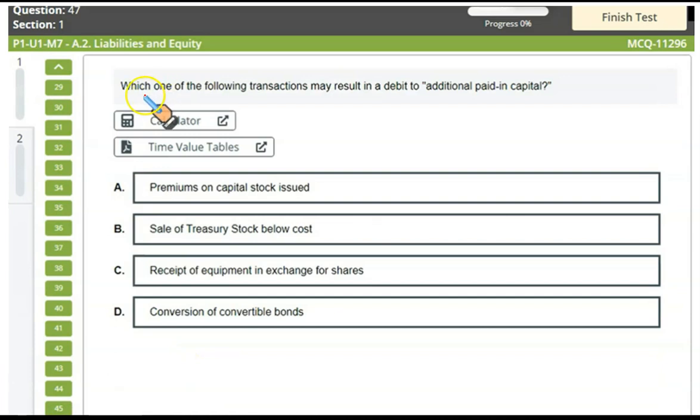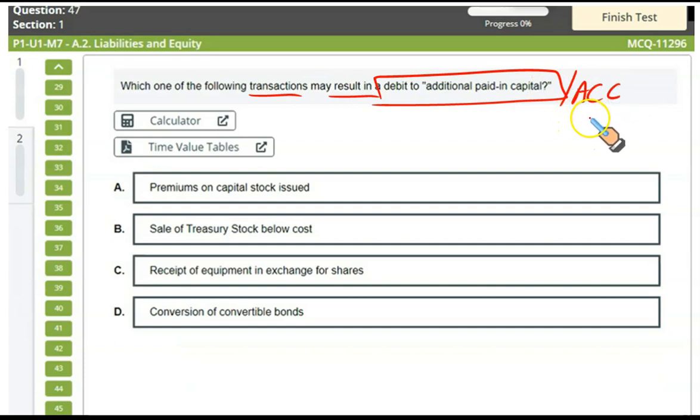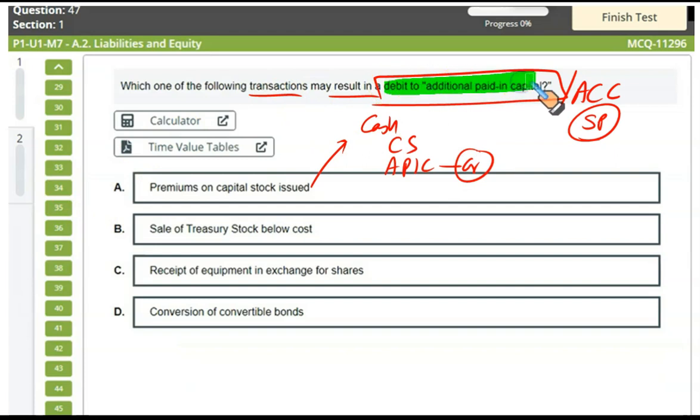Next, which of the following transactions may result in a debit to the additional paid in capital? Interesting question. Debit to additional paid in capital, or additional contributed capital, or share premium in our part of the world. Premium on capital stock issued. When you issue capital stock at a premium, more than the par of the stock, the entry you make is you debit cash, you credit common stock, you credit additional paid in capital. So here it is being credited. We want to see the one where the additional paid in capital is being debited. Mind the word debit. Let me specifically highlight debit to the additional paid in capital.